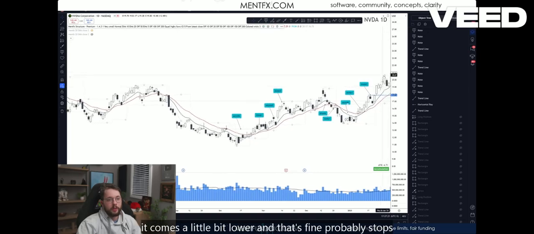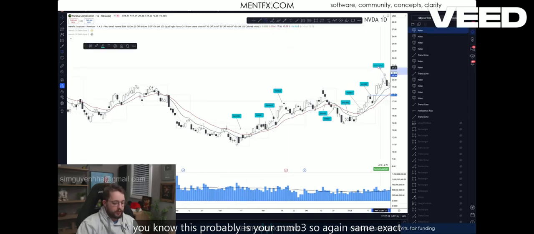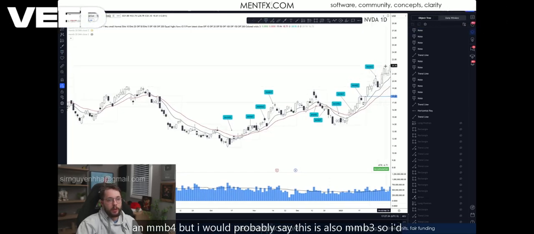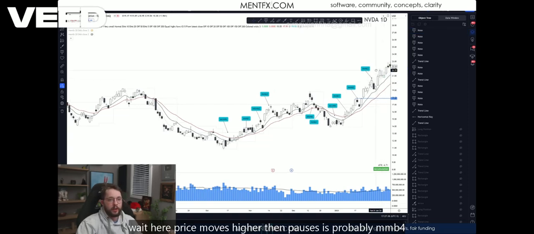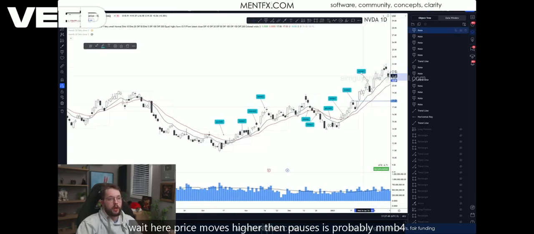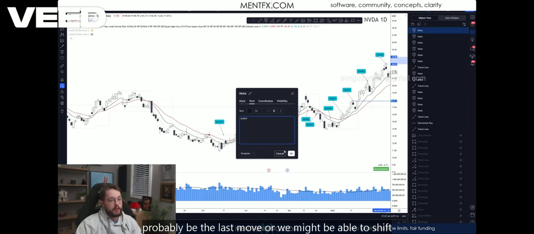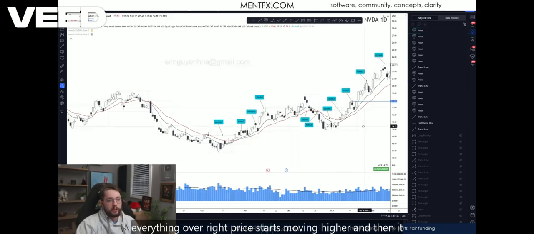Beautiful move higher. Then it comes a little bit lower, and that's fine. Probably stops you out of whatever trades you were in here. Go sideways, and this probably is your MMB3. So again, same exact thing. Your MMB3, and price goes into a very nice move, maybe an MMB4, but I would probably say this is also MMB3, so I'd wait here. Price moves higher, then pauses to probably MMB4 now. So again, same thing where you now expect this to probably be the last move, or we might be able to shift everything over, right?